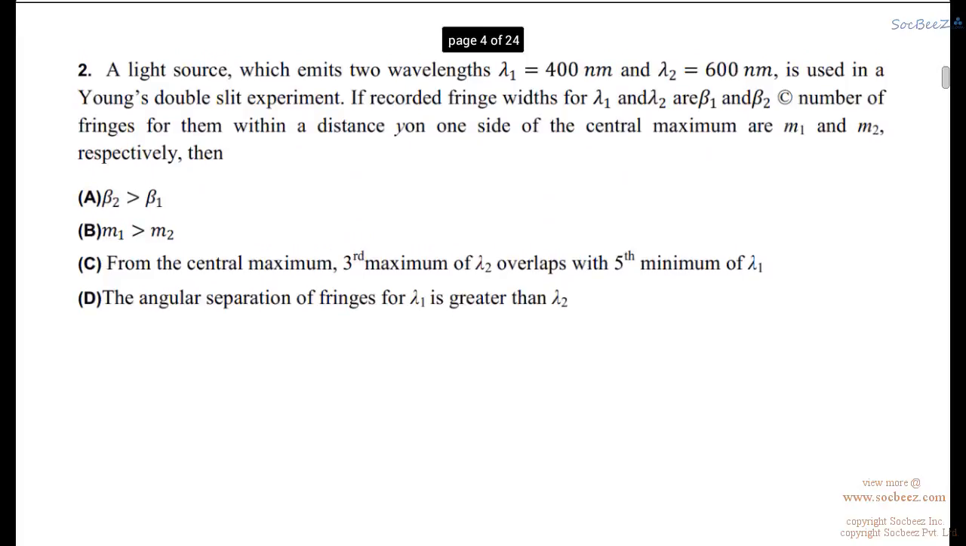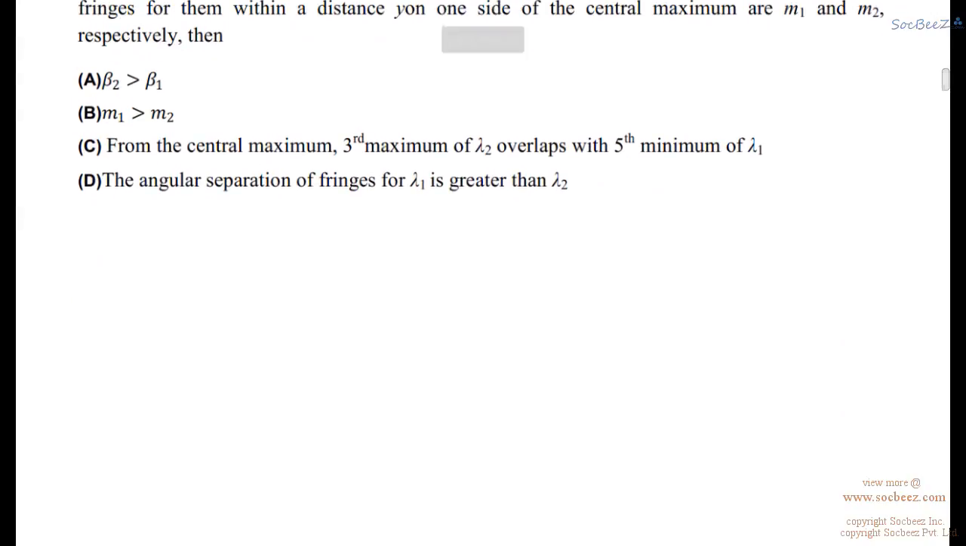The question says a light source which emits two wavelengths, lambda 1 equals 400 nanometer and lambda 2 equals 600 nanometer, is used in a Young's double slit experiment. If recorded fringe widths for lambda 1 and lambda 2 are beta 1 and beta 2 and the number of fringes for them within a distance y on one side of the central maximum are m1 and m2 respectively, then A, beta 2 greater than beta 1, B, m1 greater than m2, C, from the central maximum third maximum of lambda 2 overlaps with fifth minimum of lambda 1, D, the angular separation of fringes for lambda 1 is greater than lambda 2.